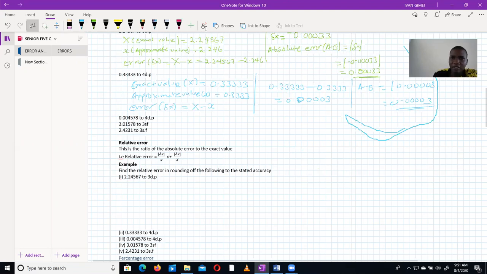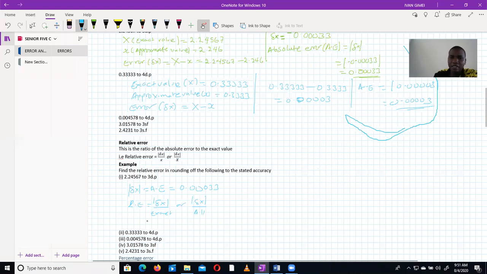So this one we said to find, of course we have the absolute error in this already. Our absolute error in this, we got it as 0.00033, if you can remember it. That's our absolute error. Now I want to find relative error. Relative error will be the same as absolute error divided by the exact value, or we can say absolute error divided by the approximate value.